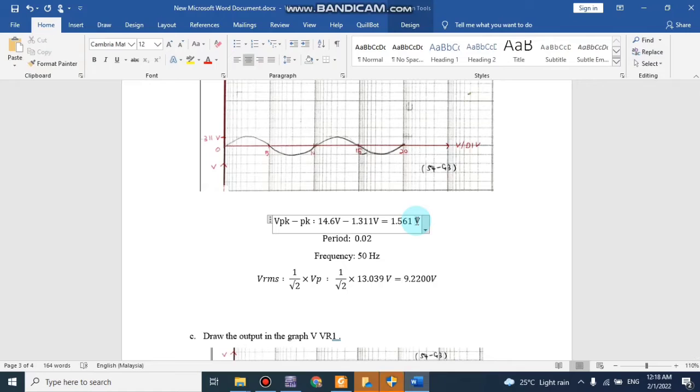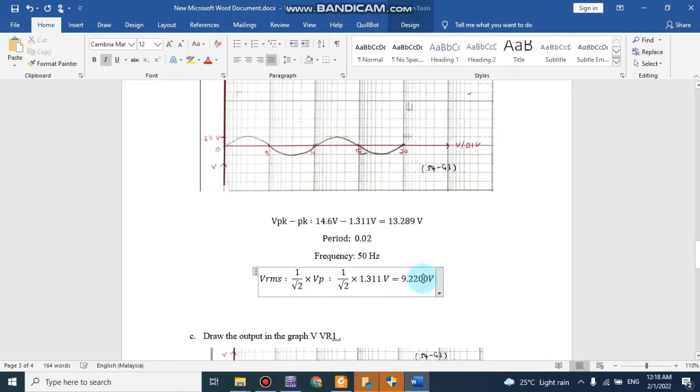And 14.6 minus 1.311 became 13.289. Here should be 1.311, and 1 over square root of 2 times the V peak, and you will get 0.9270 volt.